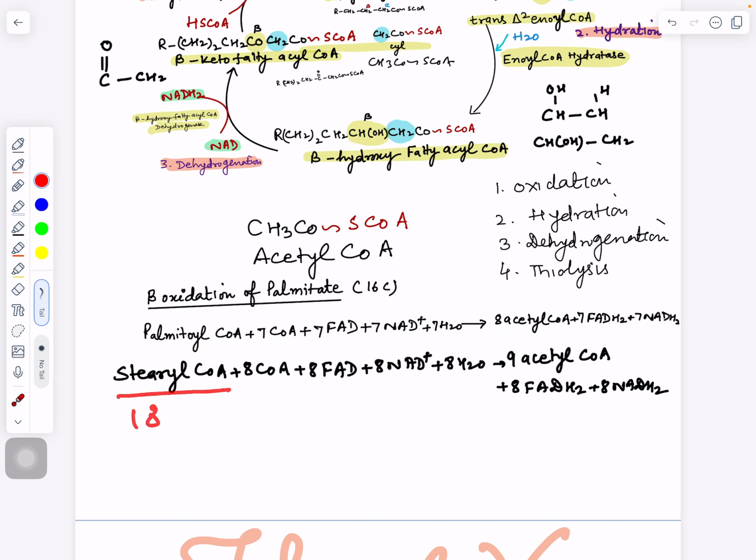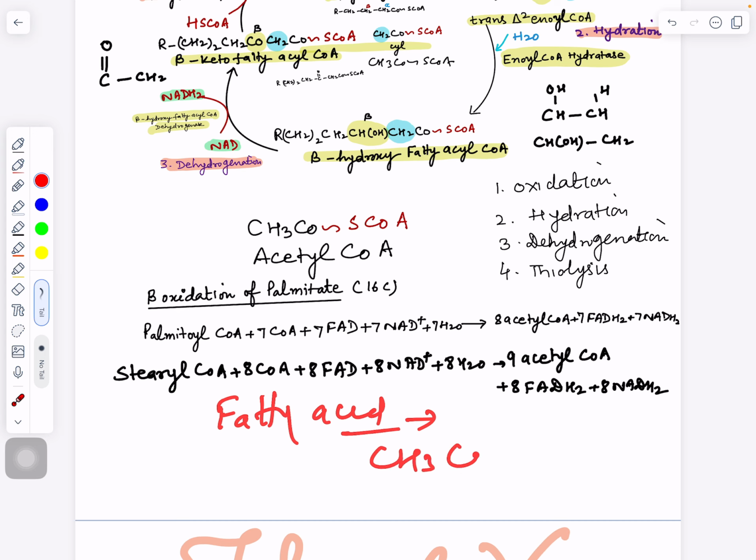So ultimately, whatever the length of the fatty acid, ultimately that will be converted into acetyl coenzyme A. If it is 20, 10 will be formed; if it is 18, 9 will be formed. So whole of the fatty acid will be oxidized because this is occurring at the beta position, so this is called beta oxidation. I hope everything is clear to you.